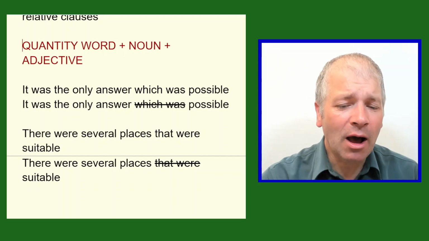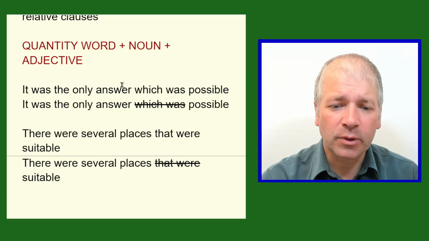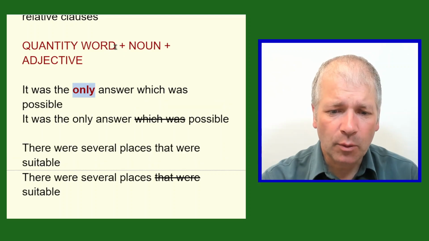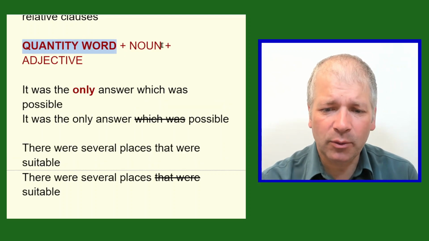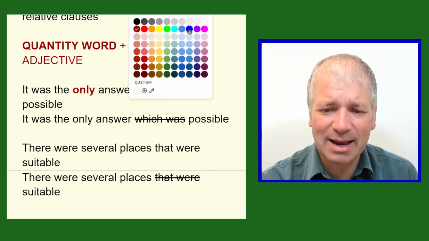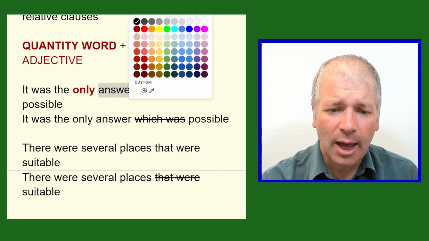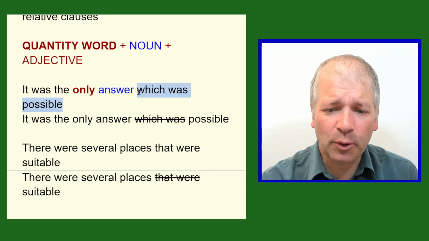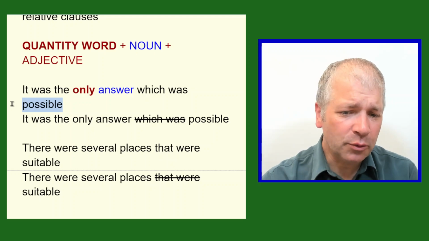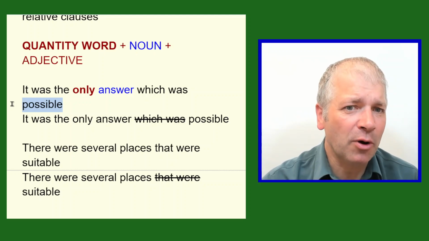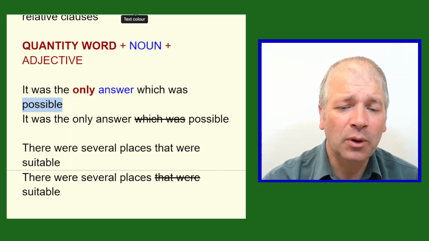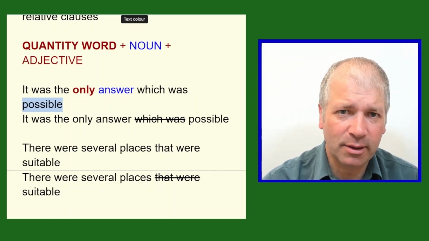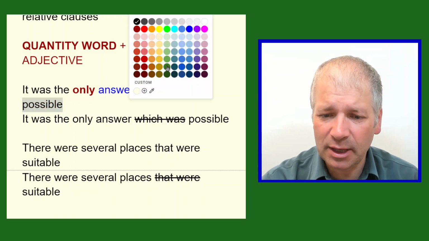It was the only answer which was possible. So here we have the quantity word. So we'll put that one into red and bold. Let's make the noun a different colour so it stands out. The noun is answer, and we'll make that blue. And which was possible? Well, we have the relative clause, which was possible, which being the relative pronoun, then the verb was, and then possible as a copular verb, as an adjective describing the answer after the verb to be. So let's put this into green.